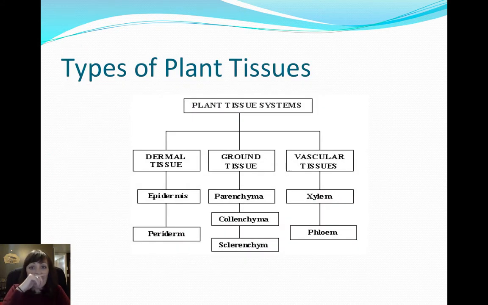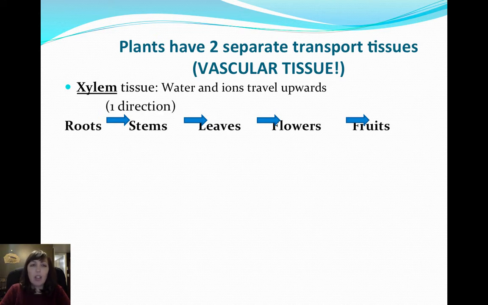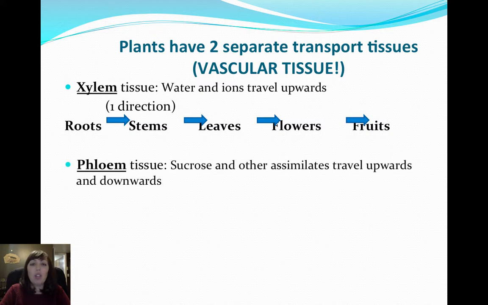Okay, so we're going to talk about a few different types of plant tissues. We're going to talk about dermal tissue, ground tissue, and vascular tissues. So plants have two separate transport tissues, vascular tissue. Okay, the first is xylem tissue. And this is where water and ions are traveling upwards and they move in one direction. So it's a flow from roots to stems to leaves to flowers to fruits.